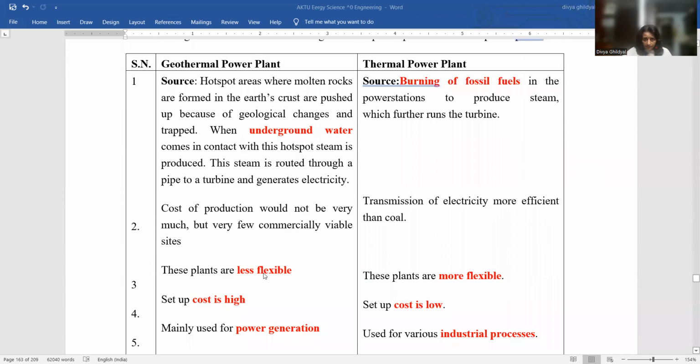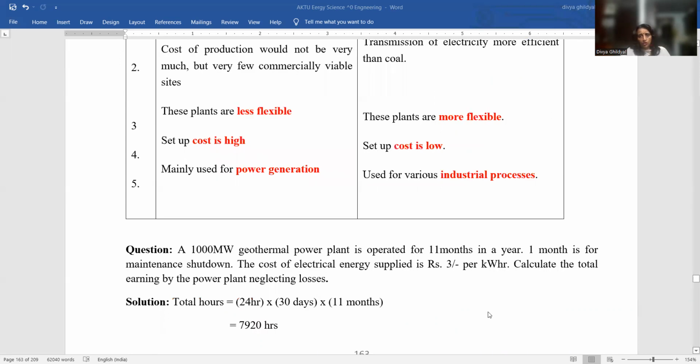Geothermal plants are less flexible. Thermal power plants are more flexible. Geothermal cost is high because a lot of digging beneath the earth goes on to get the energy generation of the earth. But for a thermal power plant, the cost is low. The geothermal ones are used for power generation. Thermal ones are used for industrial processes.